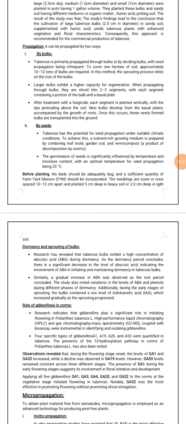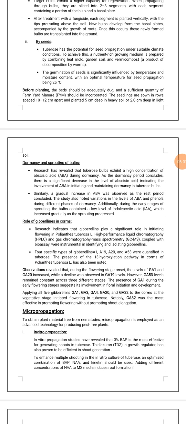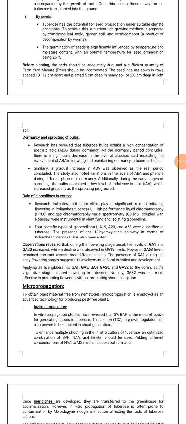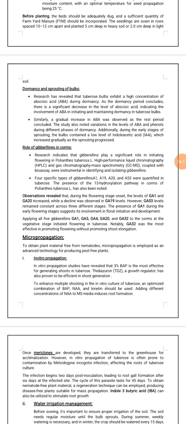First, by the bulbs. Bulbs will be taken and sown into the field, and the whole plant will grow from that bulb. And second is by seeds. Seeds are also obtained from the flowers, and we will sow these seeds in the field, and with the proper conditions these seeds will grow into adult plants.